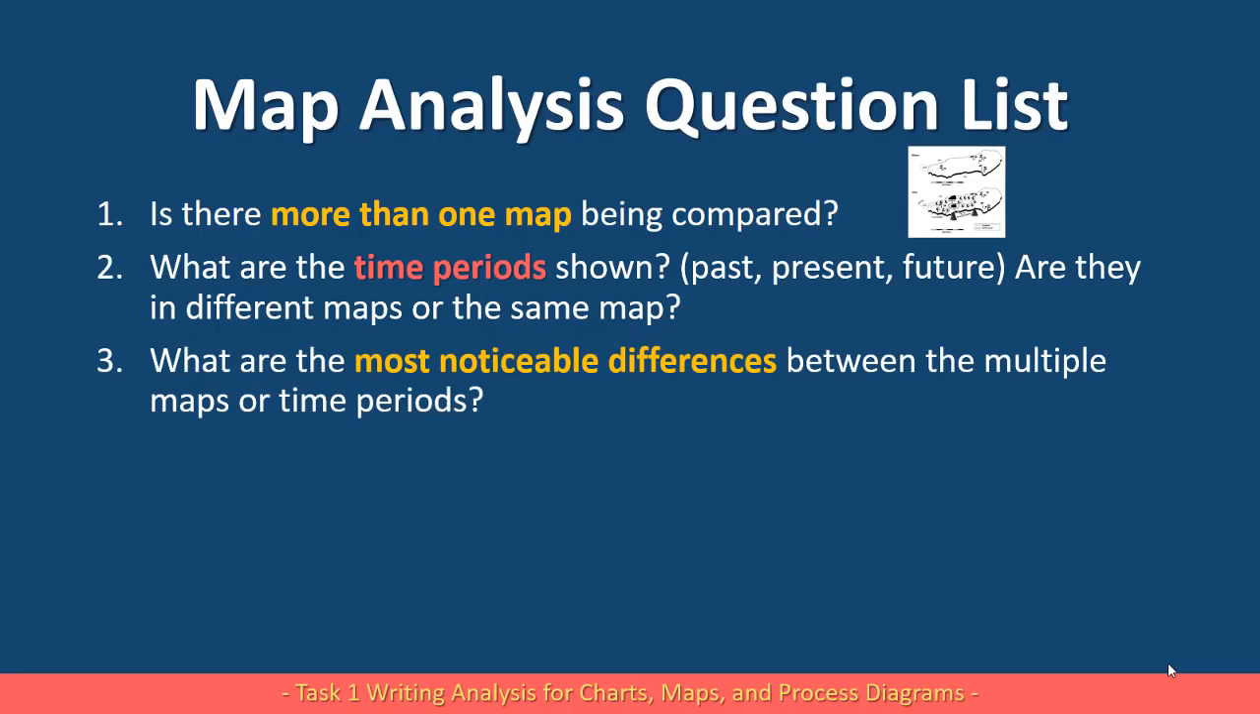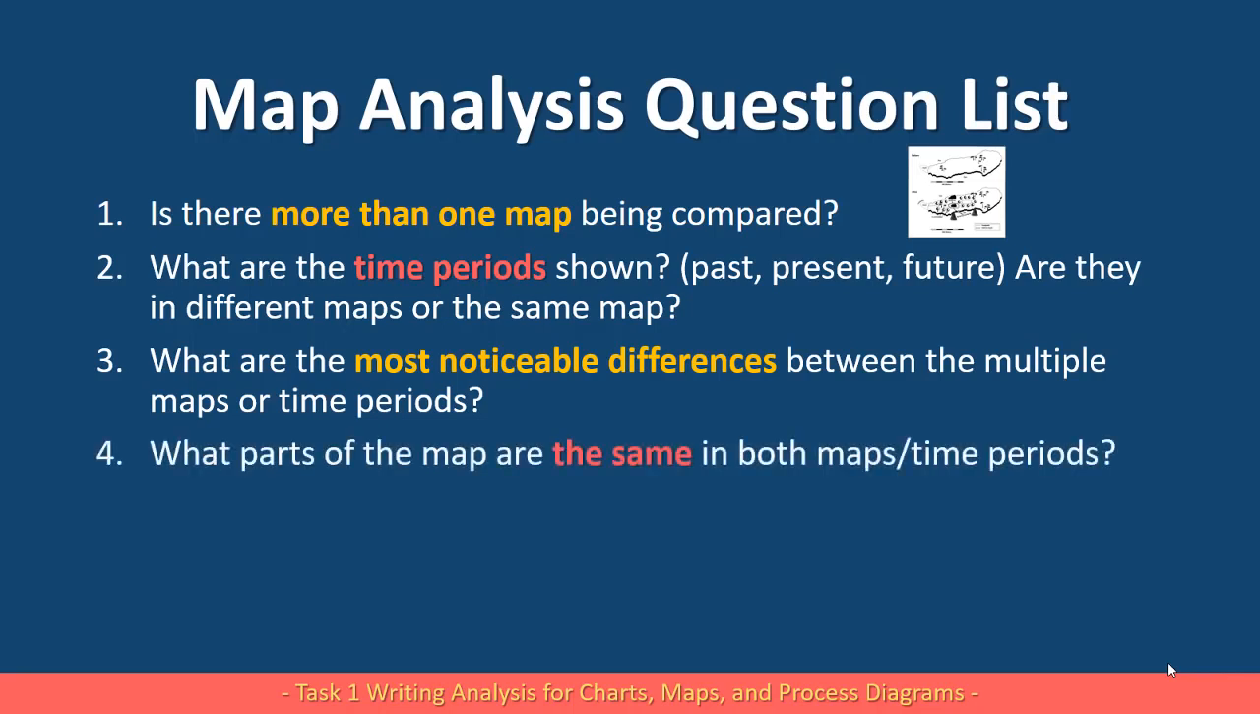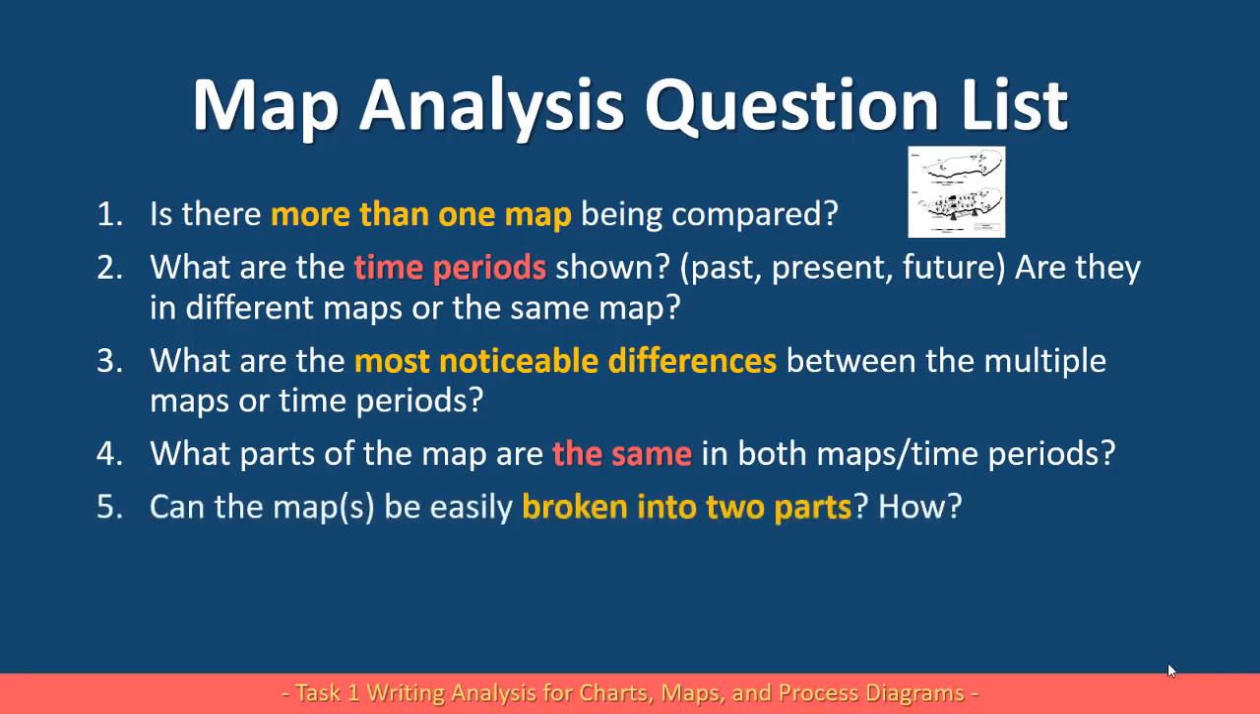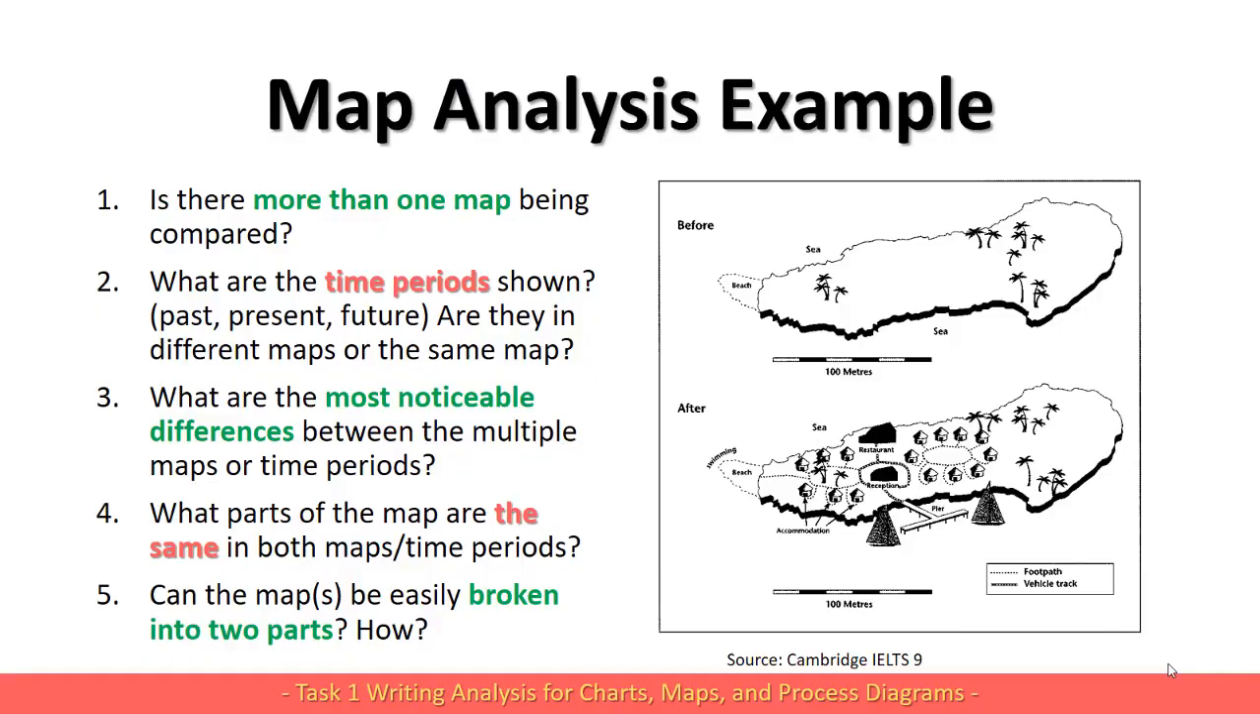Number 3, what are the most noticeable differences between the multiple maps or time periods? What are the biggest differences? Number 4, what parts of the map are the same in both maps and time periods? And number 5, can the map or maps be easily broken into 2 parts, and how?